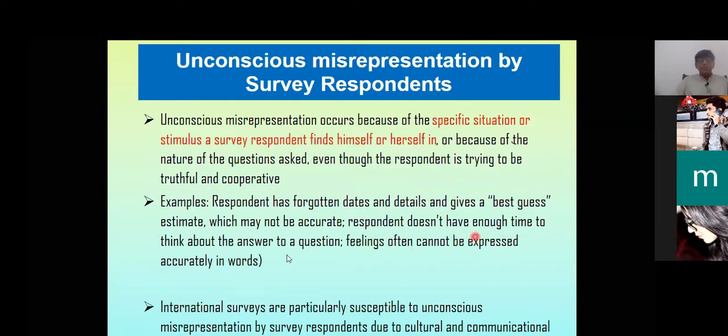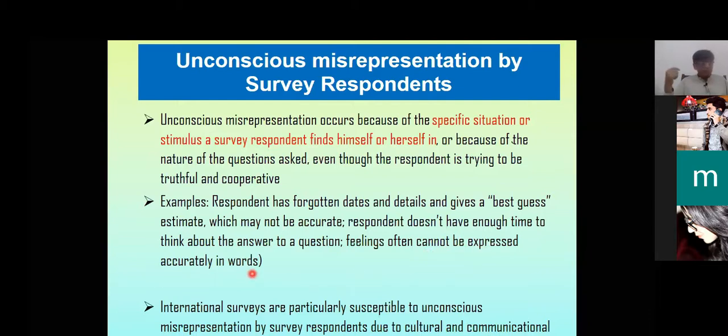Respondent does not have enough time to think to answer the question. Sometimes they are in a hurry. For example, if you are conducting your survey in the shopping mall, most of the time they are coming to the shopping mall for shopping purposes. So most of the time they are in a hurry because they want to complete their shopping as soon as possible and go back. If you ask this type of question over there, most of the time they are unable to answer your question.